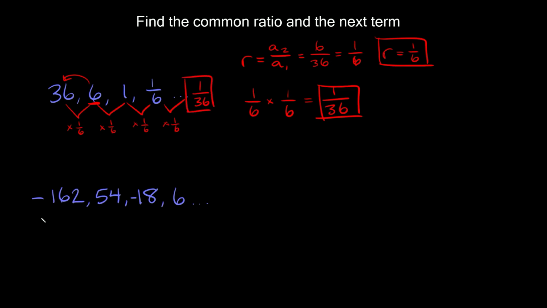Let's do this one right here. So here we have -162, 54, -18, and 6. Again, the ratio is not super obvious, so I can just take my first two numbers, 54 and -162. Now, these numbers are pretty big, so I'm not going to actually use those, but remember, we can use any numbers. So let's use these smaller ones, because that's a little bit easier, and maybe we could do it in our head.